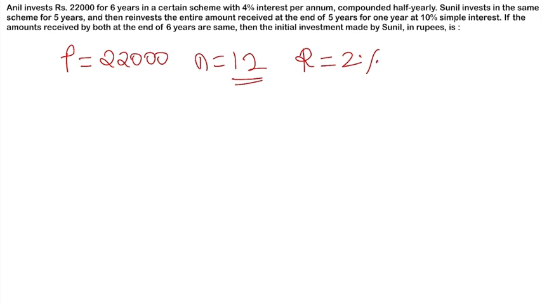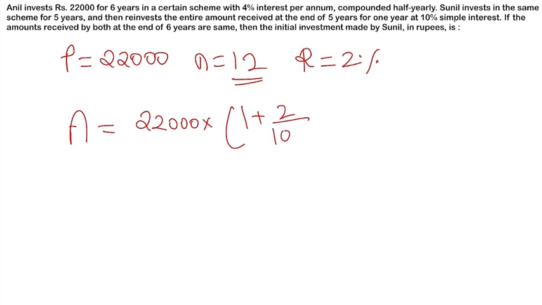Now we can write an equation for this. The amount will be the principal into 1 plus r by 100 raised to n. So this is the amount that Anil will get after 6 years.